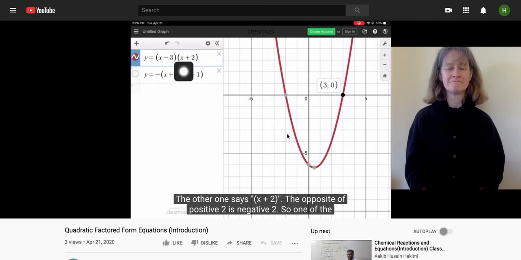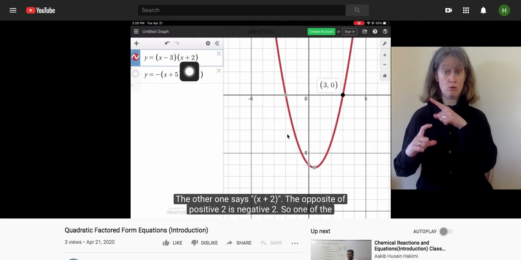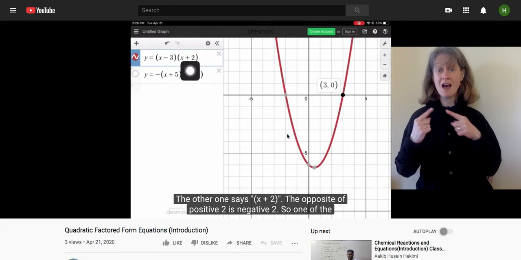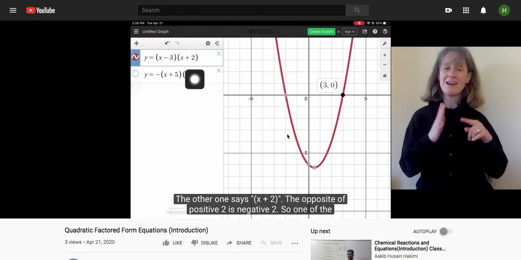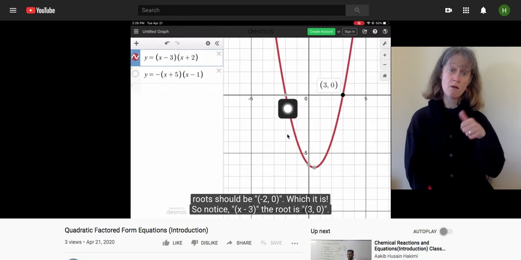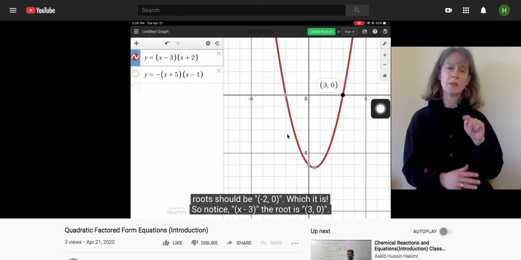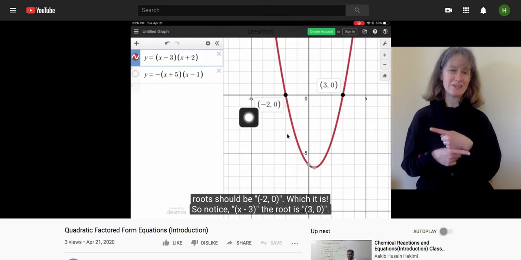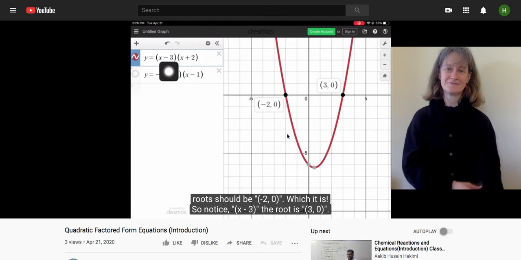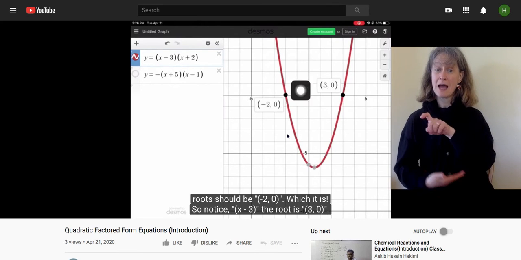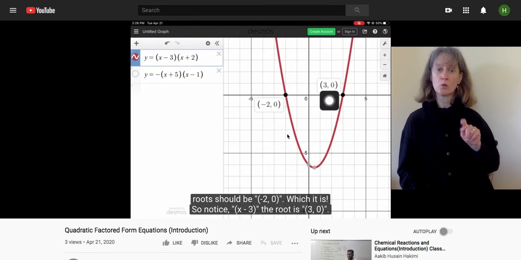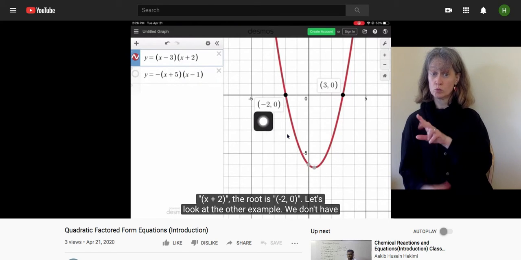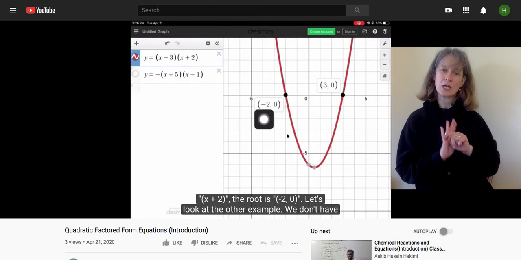The other one says x plus 2. The opposite of plus 2 is negative 2. So one of the roots should be negative 2, 0, which it is. So notice, x minus 3, the root is 3, 0. X plus 2, the root is negative 2, 0.